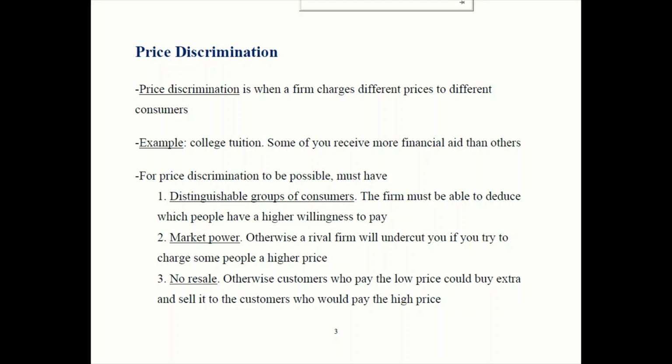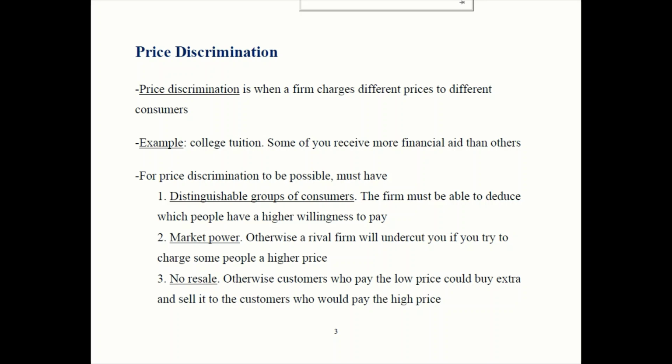The third condition is that you have to be able to stop resale of the goods. If that were not possible, if the goods could be resold, then the folks you're trying to charge the low price to will buy it at the low price, and they'll just resell it to people you're trying to charge the high price to. So no one's going to pay the high price to you if they just buy it from someone else. So college tuition satisfies all these conditions.